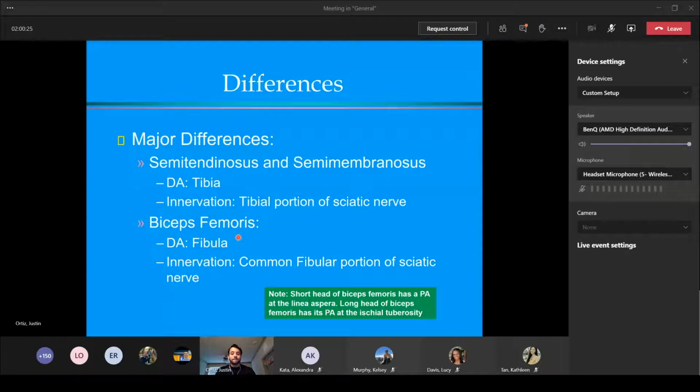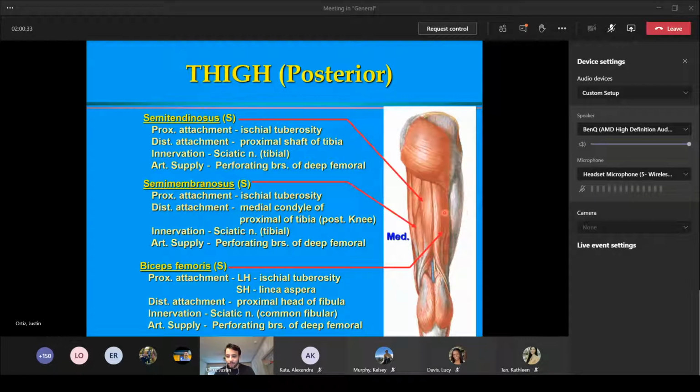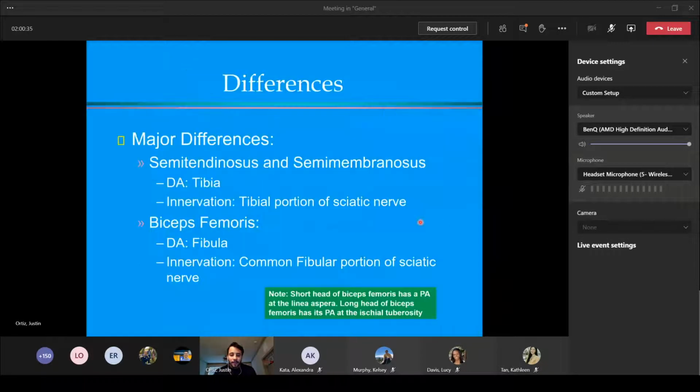Biceps femoris, its distal attachment is actually going to be on the fibula. So we know the biceps femoris is going to be on the lateral side of your hamstring muscles, right? So it's going to be on the lateral side, which is over here. And then innervation is going to be the common fibular portion of the sciatic nerve, because the fibula is on the lateral side. So we would assume the common fibular portion of the sciatic nerve innervates the biceps femoris, right?